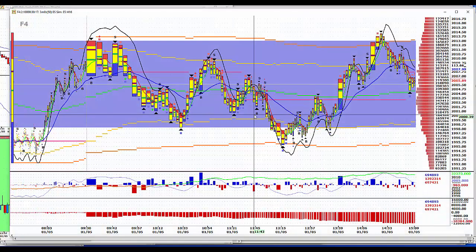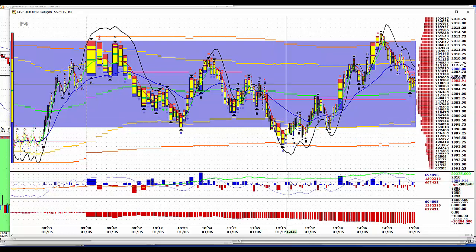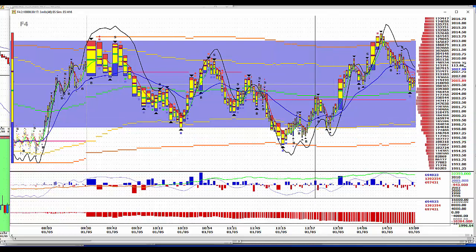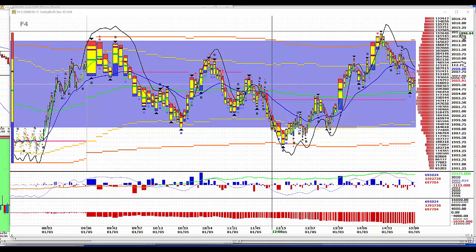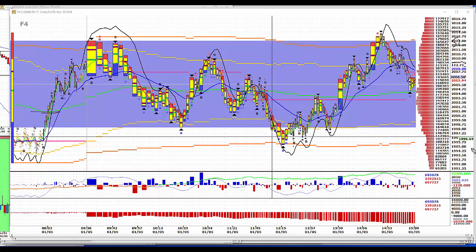E-mini is still grinding sideways, hasn't really broken out one way or the other. Came in today, our number two sell band was 9 to 14, sell 2. We blew right through our number one sell band, which was basically right here. Didn't have a chance to get short off of that. We were hoping to buy 90 to 92.